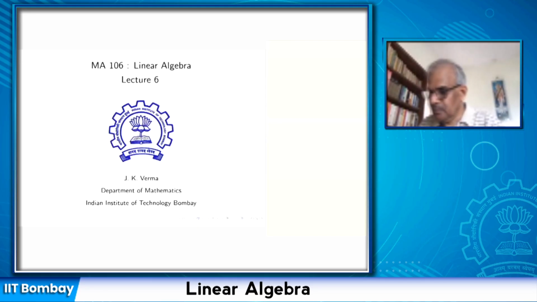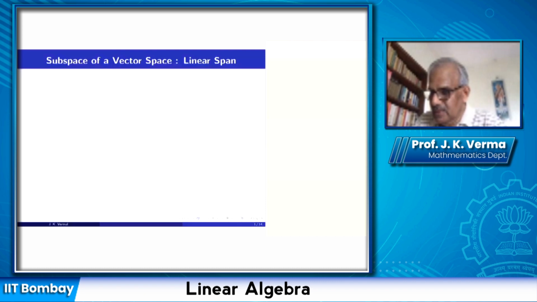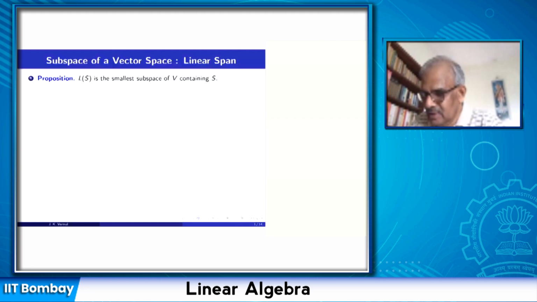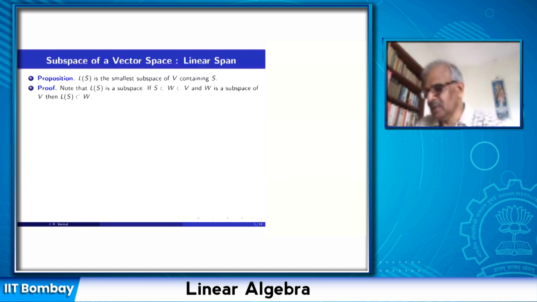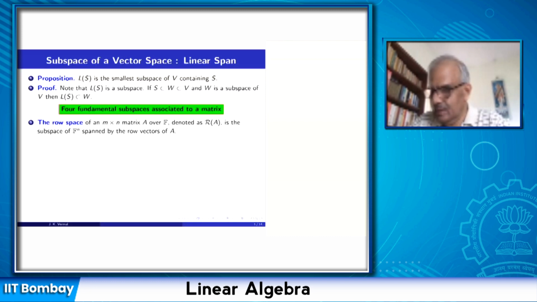To start, we discussed subspaces of a vector space and linear span. We showed that the linear span of a subset of a vector space is a subspace, and is the smallest subspace of V which contains the given subset. I introduced 4 fundamental subspaces associated to a matrix. Remember these 4 fundamental subspaces. These are very important. We will meet them all the time.